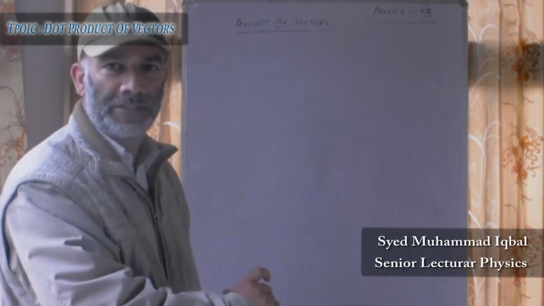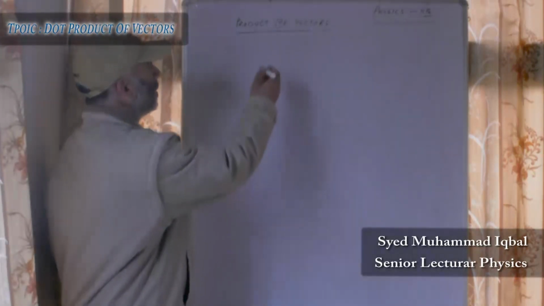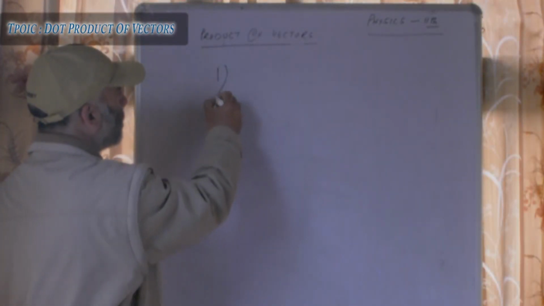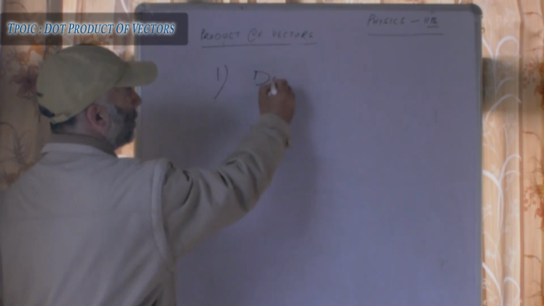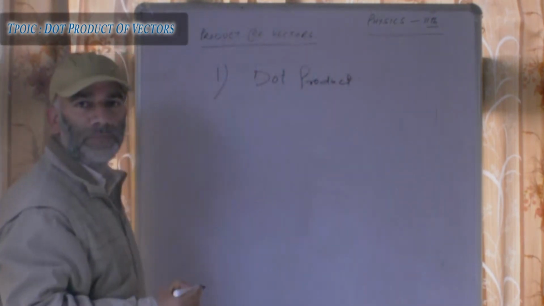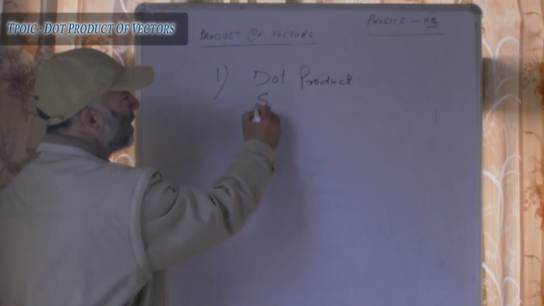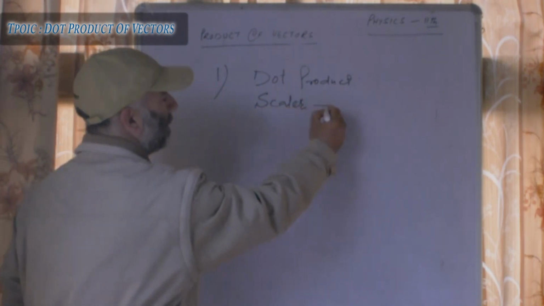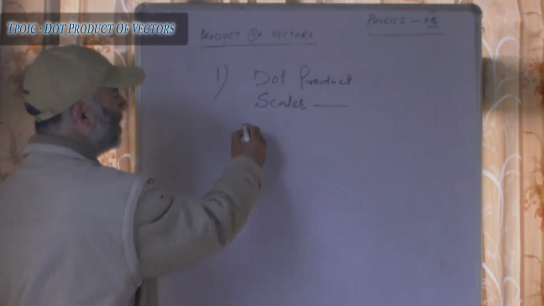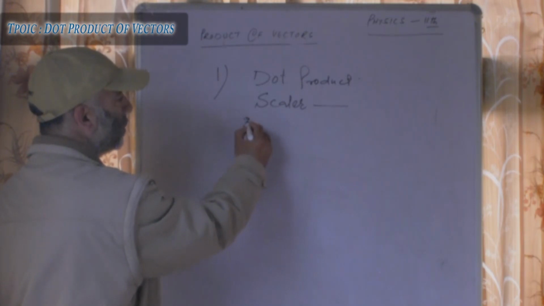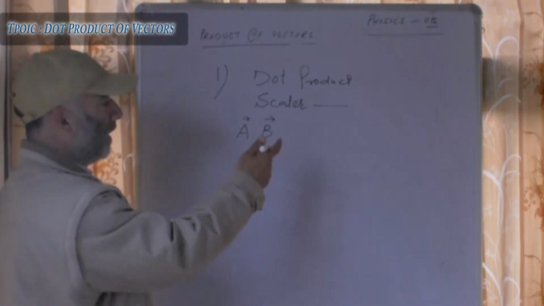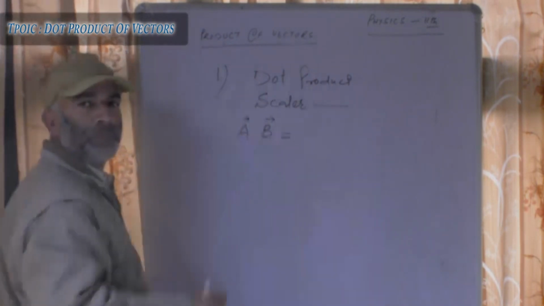So my students, the product of vectors is basically divided into two categories. One famous type of the product of vectors is known as the dot product. This dot product is also known as the scalar product of the vectors. The dot product of two vectors is represented by A dot B. We read it as A dot B, which is equal to the product of magnitudes of the two vectors.